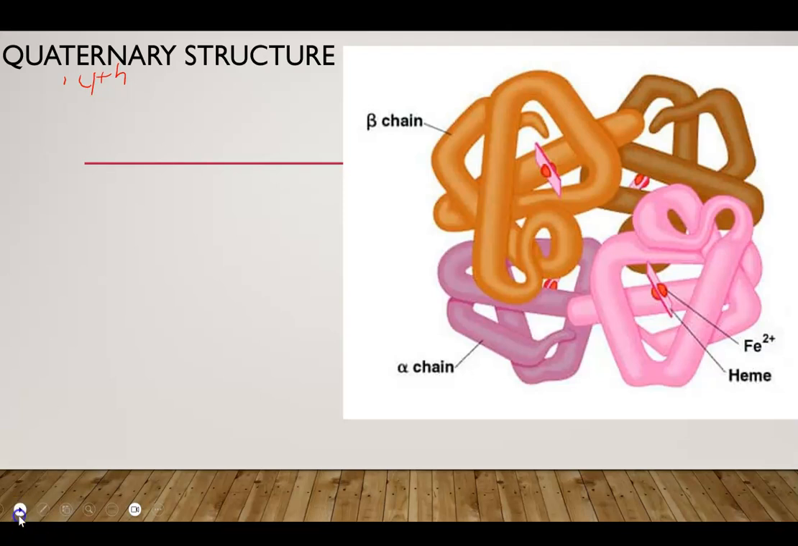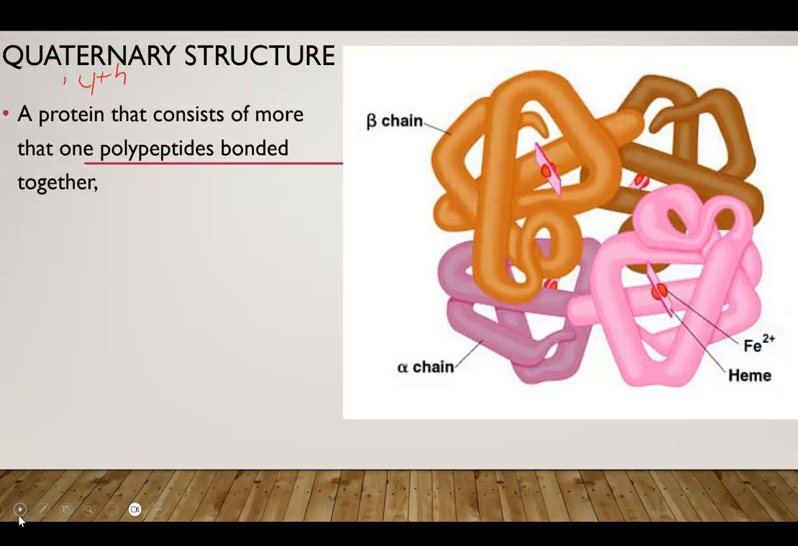So let me pop this up for you. Okay, so it's a protein that consists of more than one polypeptide. Polypeptide is a synonym for an immature protein.